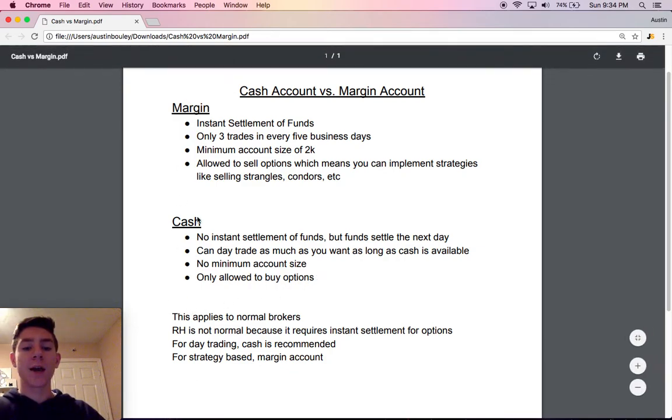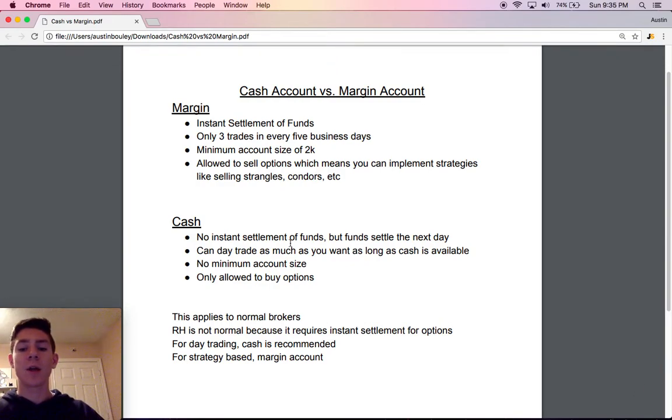For margin and cash, this applies to all normal brokers. I say normal brokers because Robinhood does not let you use a cash account. Robinhood requires that you always have instant settlement on, and that you're at an upper tier level with margin. So Robinhood does not allow cash, which means you have to stick to 3 trades every 5 days. For day trading, I would recommend a cash account.